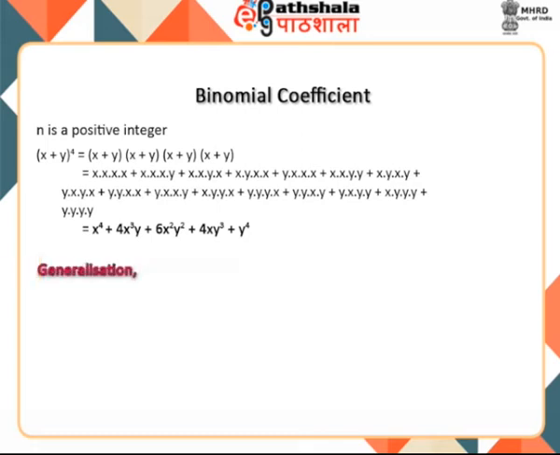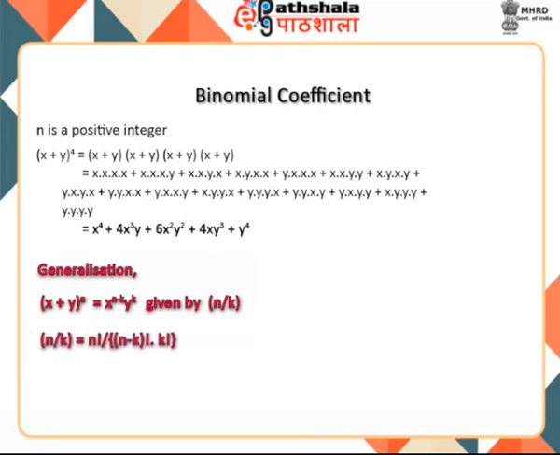This leads us to generalize the above example to imply that if n is a positive integer and we multiply out (x plus y) raised to the power n term by term, then the coefficient of x raised to the power n minus k, y raised to the power k is given by n choose k. It is the number of ways in which we can choose k factors to provide the y. The number n choose k is termed as the binomial coefficient.